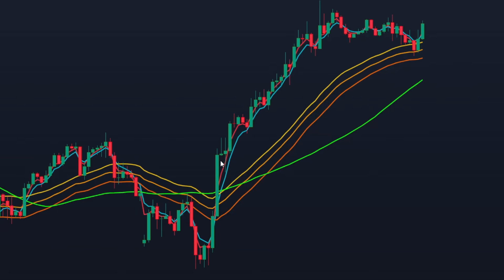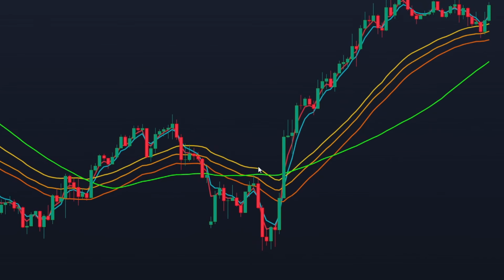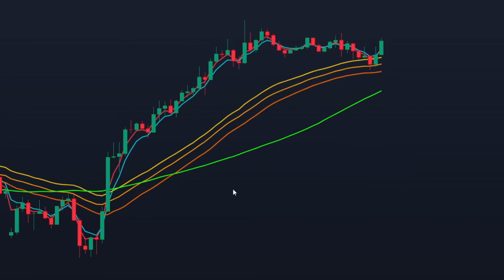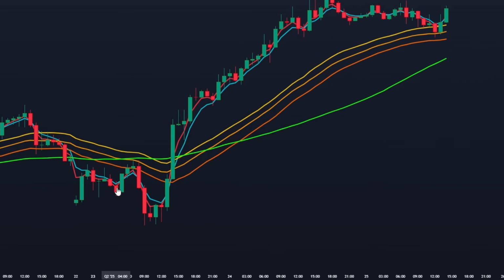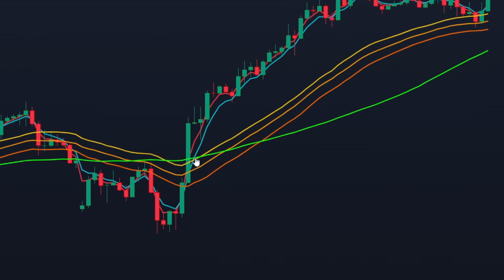When price is above the green line, that means the market is in an uptrend. When it's below the green line, the market is in a downtrend. So for buy setups, we only focus on times when the price is above the green line. Let's go step by step. Suppose the price was below the green line for a while, and then it crosses above it.